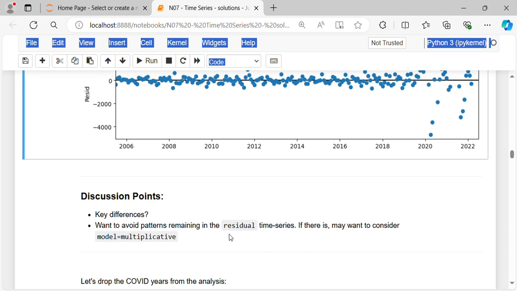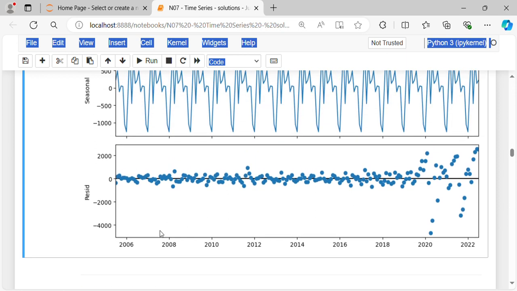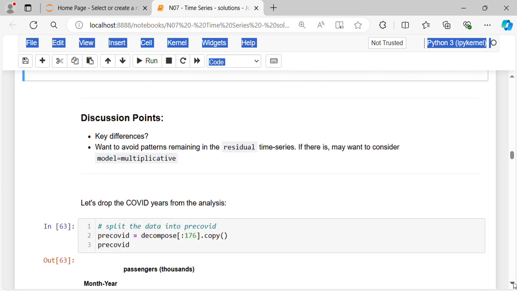Want to avoid patterns remaining in the residual time series? If there is, we may want to consider model equal multiplicative. So if there was some kind of pattern here, then we would use another model, a multiplicative model, to decompose the observed value into trend, seasonal, and residual. And the observed value equal trend values plus seasonal values plus the residual.